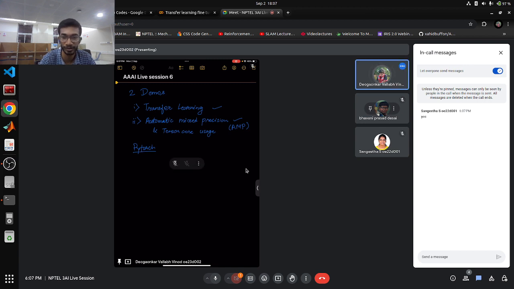Okay, so as I was saying, today we'll have two demos. One will talk about transfer learning, and the other will be about automatic mixed precision implementation. And both will show in PyTorch how we can go about doing it for a simple application, and you can look at that and modify the code accordingly for your own application. And for automatic mixed precision, we'll also see using TensorBoard, the tensor core usage.